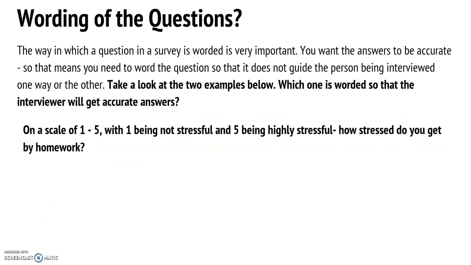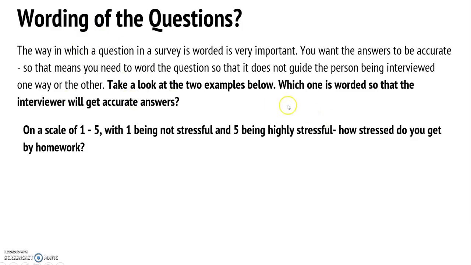So let's take a look at first the wording of a question. So the way in which a question in a survey is worded is very important. You want the answers to be accurate, so that means you need to word the question so it doesn't guide the person being interviewed one way or the other. You want to get their true answer. You don't want their answer to be leading in the direction that you, as the interviewer, would want them to. We are trying to get a true sense of what the population thinks.